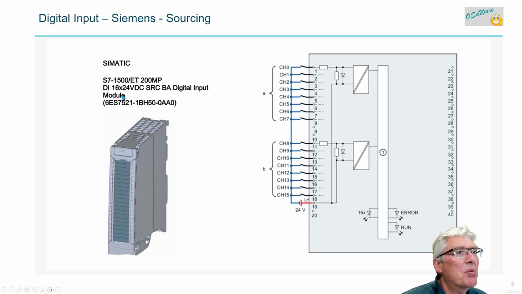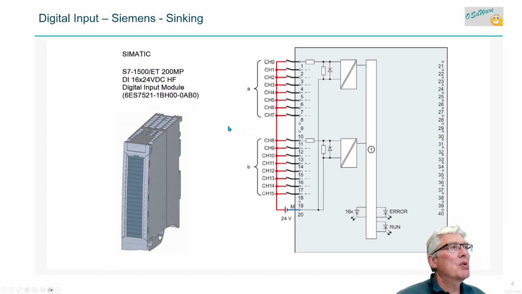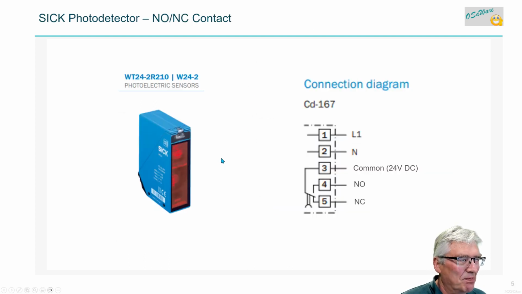Then we have digital inputs, SIMATIC sourcing. They are special modules. Here is a picture of how you connect these. That was sourcing, where you supply the power here. And then you have sinking, pretty much the same, but they are separate modules, depending upon where the power is.